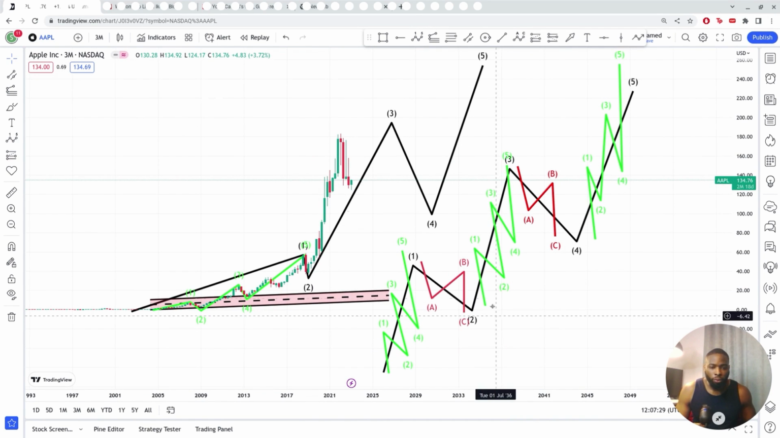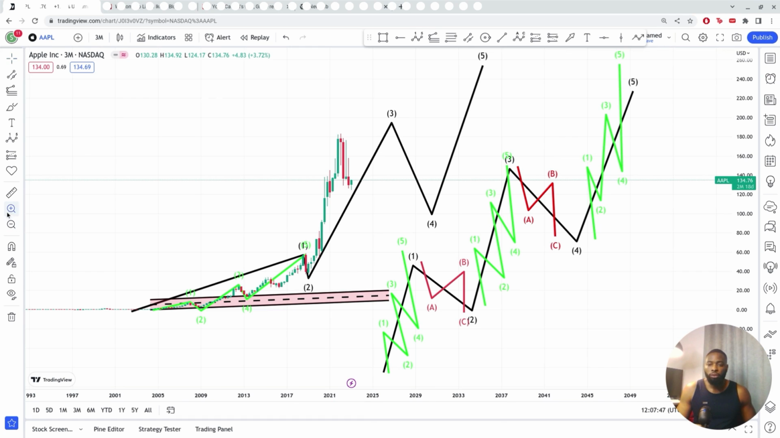There's a third wave, and the third wave is an impulsive wave, so what to expect is a 5-wave pattern within the third wave. At the end of the 5-wave pattern, what will come is a fourth wave, but that will come at the end of this third wave. So I'm going to zoom in and get the fractals of this third wave.